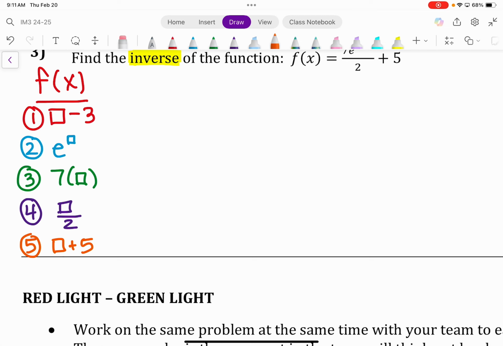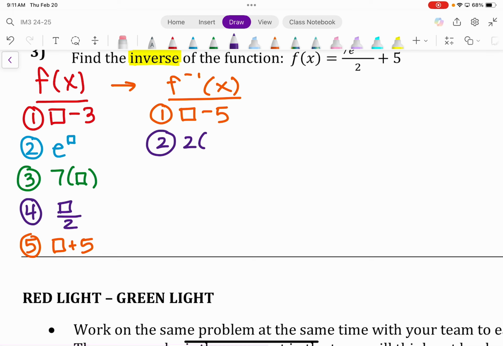All right, let's go ahead and make our inverse. F inverse of x, make our column. You're starting with the 5th step, doing the opposite. Opposite of plus 5 is minus 5. Opposite of dividing by 2 is what? Times 2. 2 times the box. Opposite of multiplying by 7 is divide by 7. Box over 7.